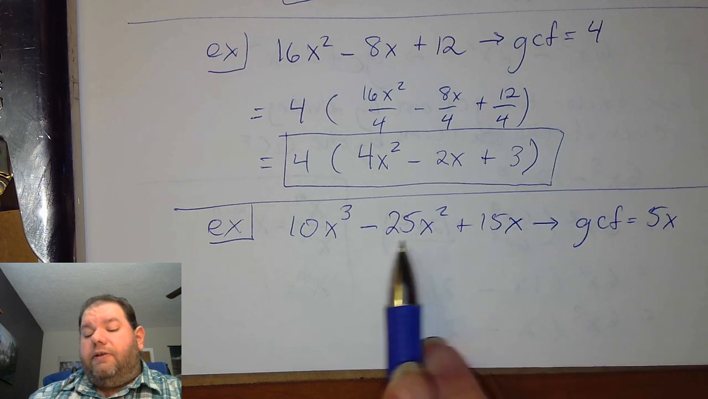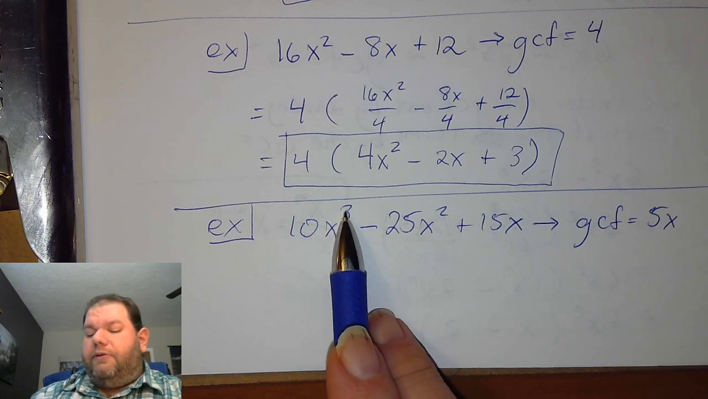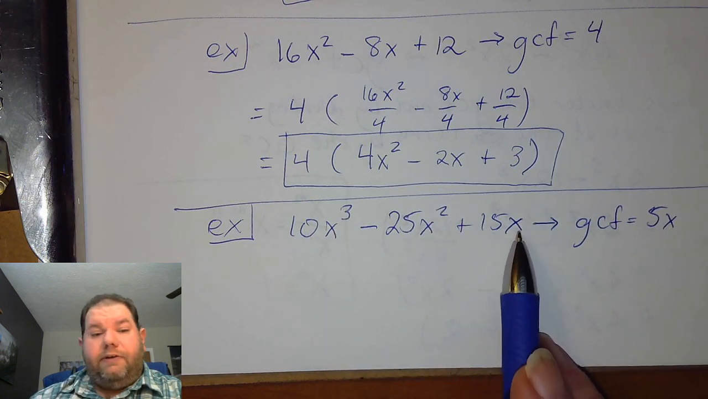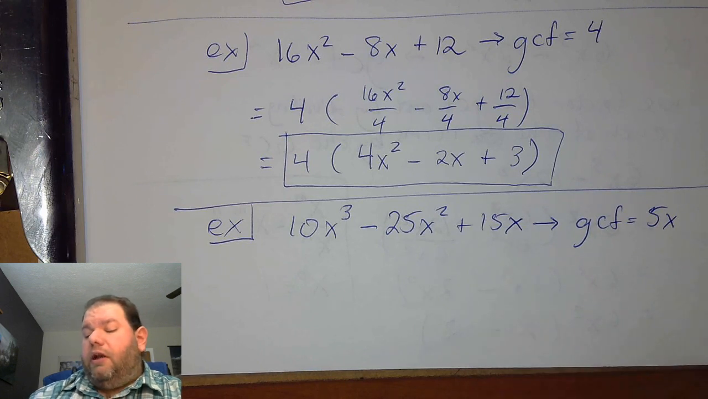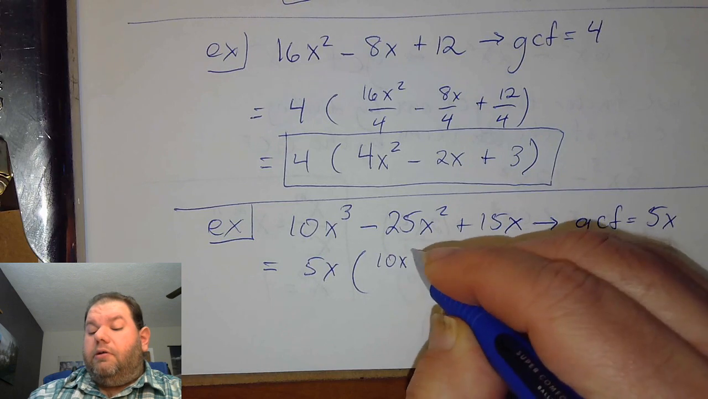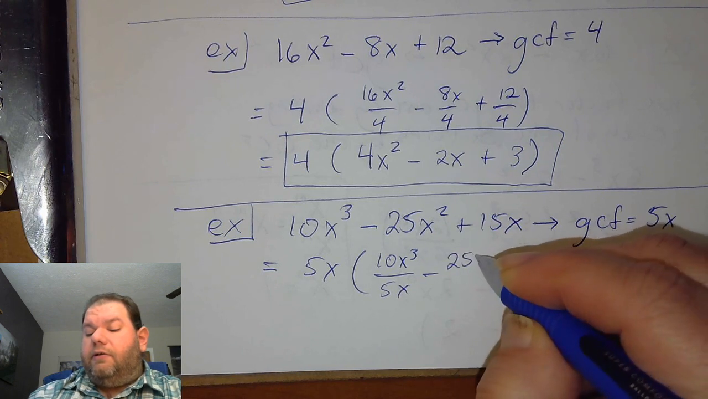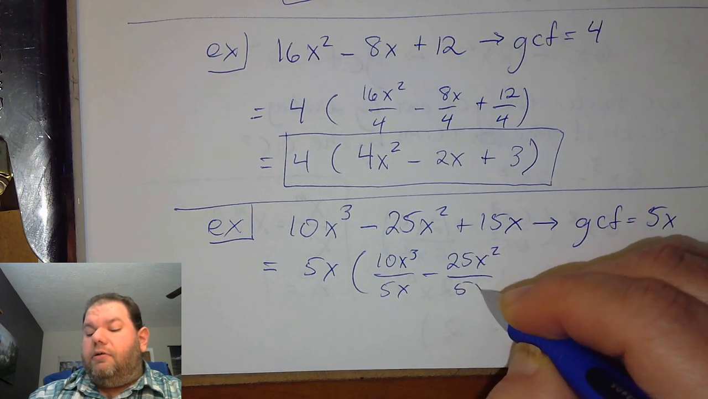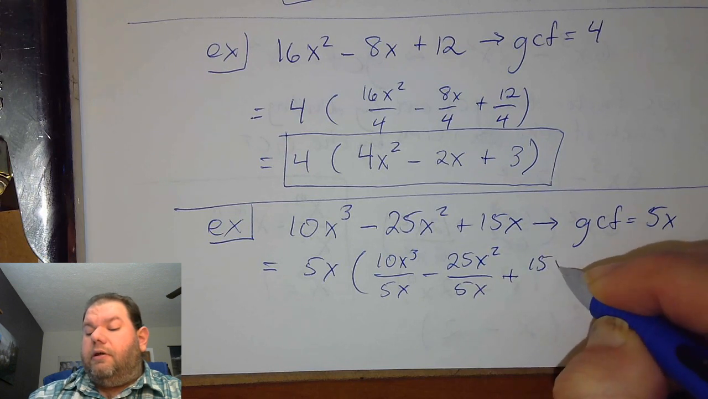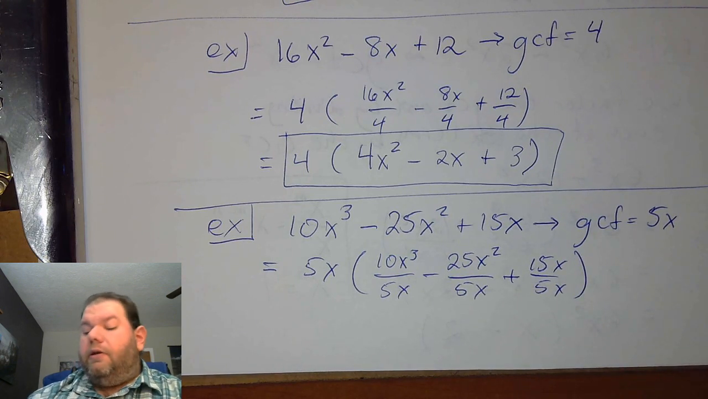And everything has at least x to the first, or just plain x. We have x to the third, x squared, x to the first, so everything has at least x to the first. We wrote that as such over here. Okay. And so we're going to want to divide each of these by 5x. And again, remember that is 5x to the first.